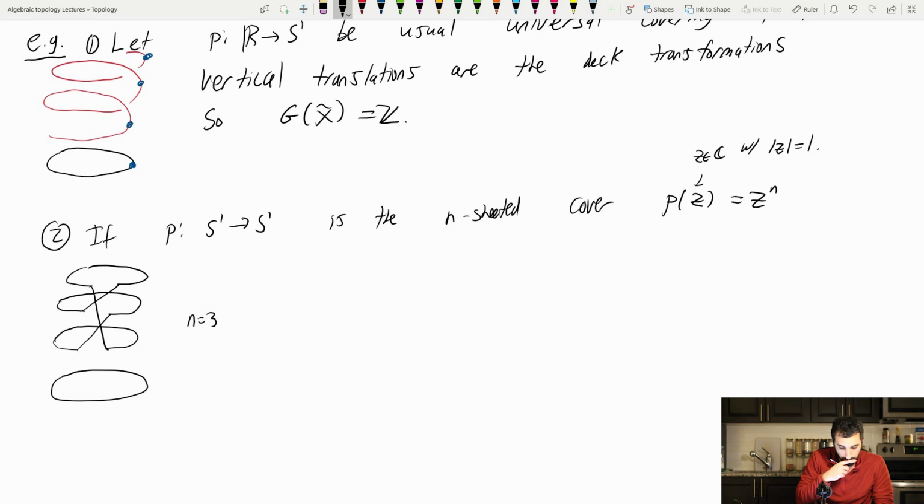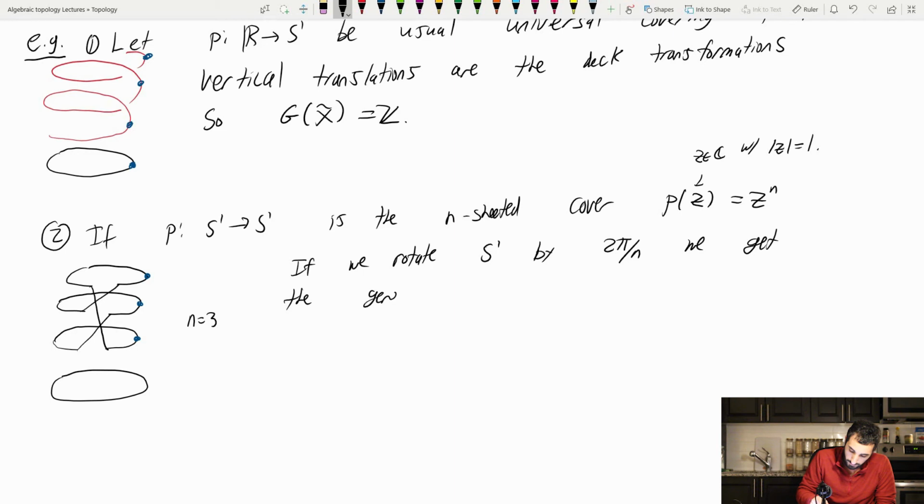So you can pause the video here and think about what the deck transformations are here. So first of all, a deck transformation needs to shift those blue points around. And what it turns out to be is, if we rotate S1 by 2 pi over n, we get the generator of the group of deck transformations.